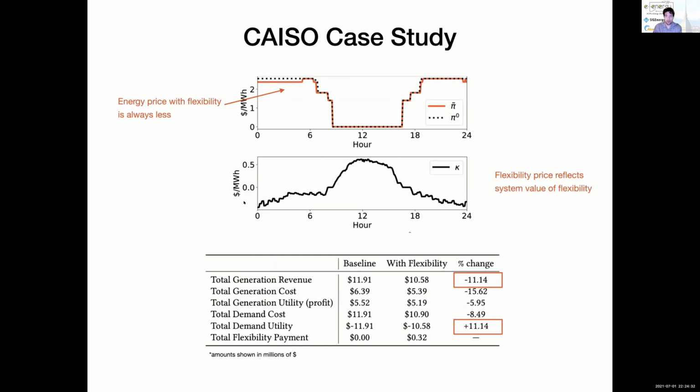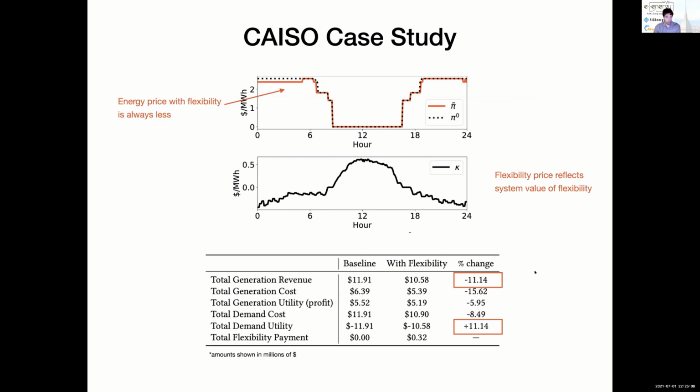In the second plot, we have the flexibility price, and we can see it mirrors the availability of excess renewable generation. So in the middle of the day, we have our kappa that's above 0, and that's incentivizing upwards flexibility in demand. In the beginning and end of the day, we have our kappa that's less than 0, which is incentivizing demand to flex down. And both of these directions are necessary in order to be able to shift demand in time.